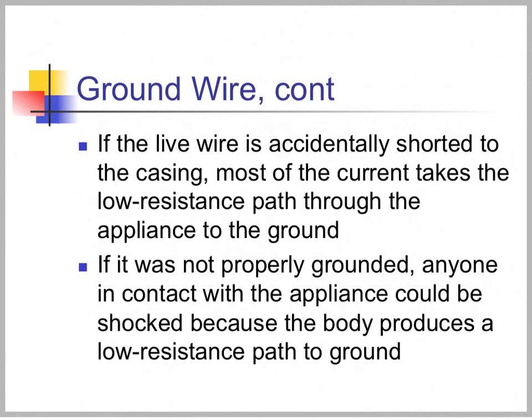So if the live wire is accidentally shorted to the casing, most of the current takes the low resistance path through the appliance to the ground. If it's not properly grounded, anyone in contact with that appliance could be shocked because the body provides a low resistance path to the ground.